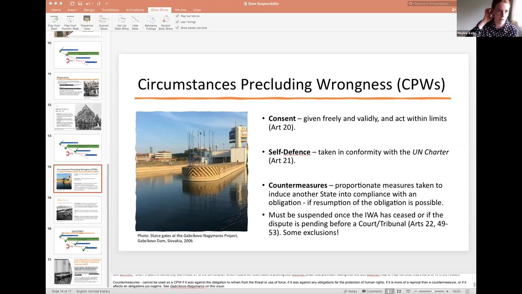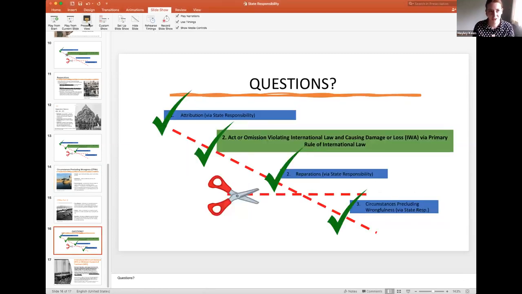So as you can see, we've kind of gotten down to the entirety of my simplified problem solving method, which is attribution, act or omission, which is the primary rule. You're going to have to do that one yourself with the actual treaty, but the reparations aspect, and then what circumstances can preclude the state from wrongfulness, whether that's consent, self-defense, countermeasures, force majeure, necessity or distress. So those are the 6 ways to get out of that thread of state responsibility being drawn between you and the activity.